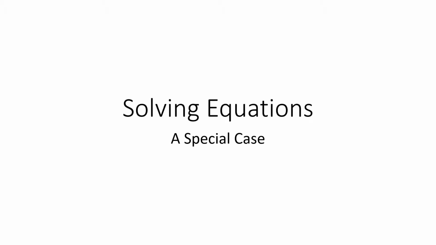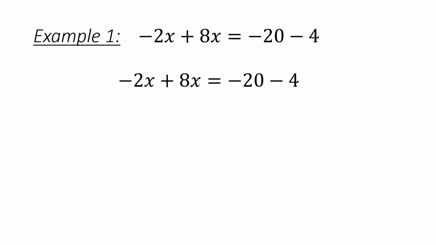In this video, we're going to be solving equations, and we're going to be focusing on a particular special type of equation. All the examples that we're going to be doing in this video are going to look very similar to example 1. We have variables on one side of the equation, and we have just numbers on the other side of the equation. And so in order to solve this equation, we need to simplify both sides separately.